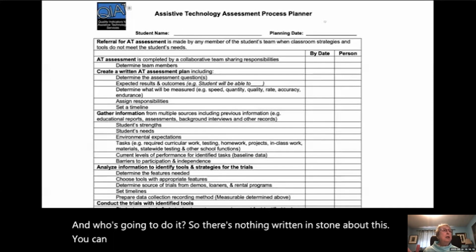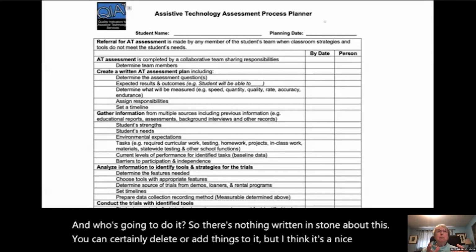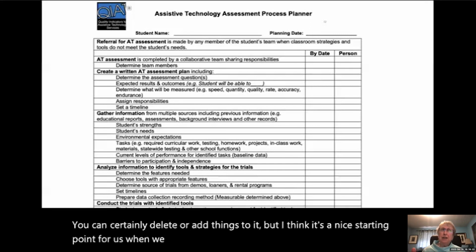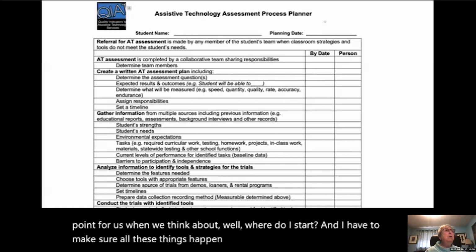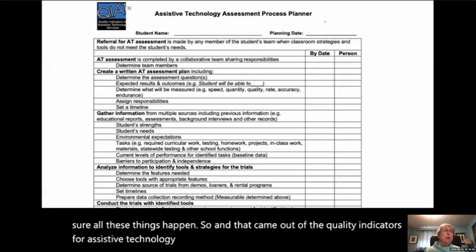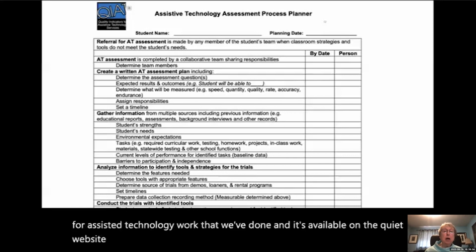You can certainly delete or add things to it, but I think it's a nice starting point for us when we think about, well, where do I start? And I have to make sure all these things happen. That came out of the quality indicators for assistive technology work that we've done, and it's available on the QIAT website, qiat.org. I'll leave you with that at the end too.